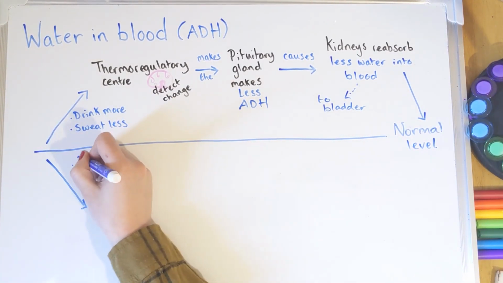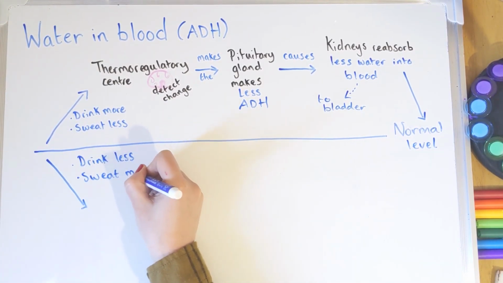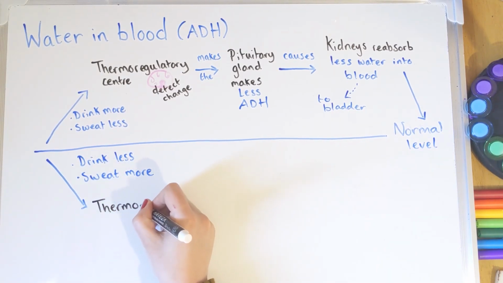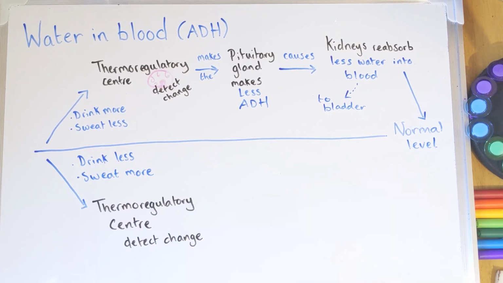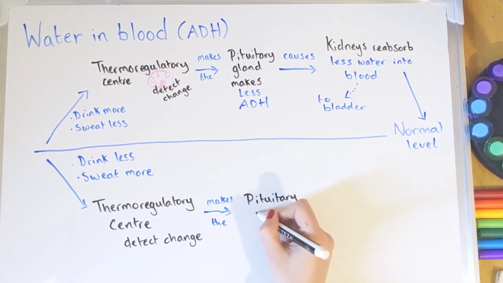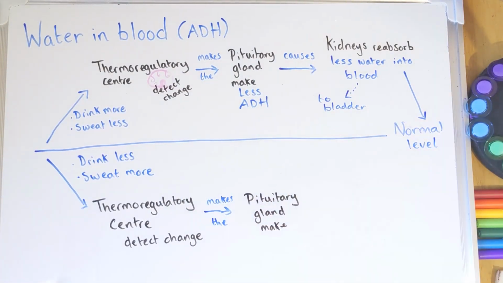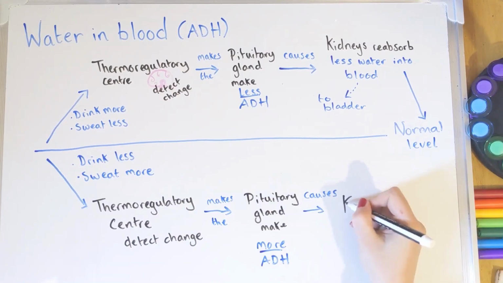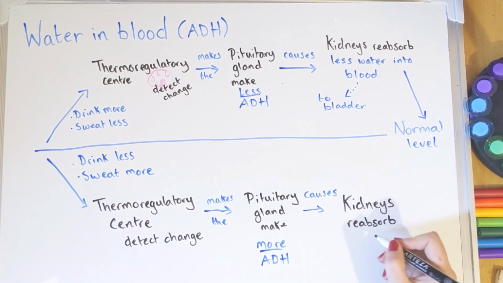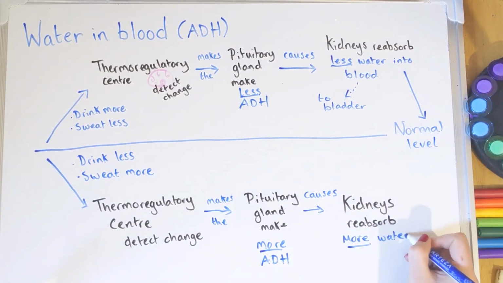So when you drink less fluid or sweat more, your thermoregulatory centre, that hypothalamus, is going to detect that your blood water levels have gone down. This is going to cause the pituitary gland to make more ADH, so more anti-weeing hormone. That will cause the kidneys to reabsorb more water into your blood, so less will be going to your bladder, and that will mean your blood water levels will go up.